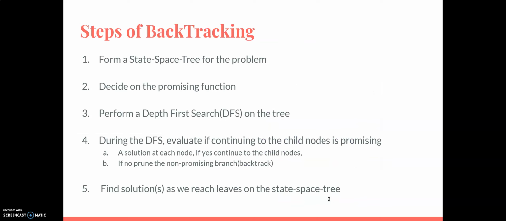So we'll be using backtracking, which is the same as lecture 23 from our class. There are about 5 steps. The first step is to form a state space tree for the problem. Then decide on the promising function. Perform a depth first search on the tree, and during the depth first search, evaluate if continuing to the child node is promising. If there is, continue to the child node. If not, prune the non-promising branch. Then we find all of our solutions as we reach the leaves on the state space tree.